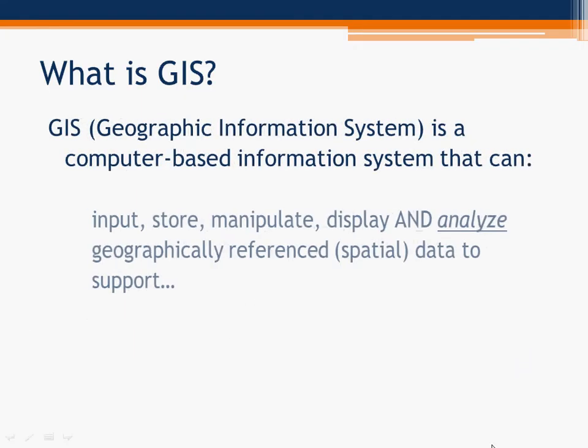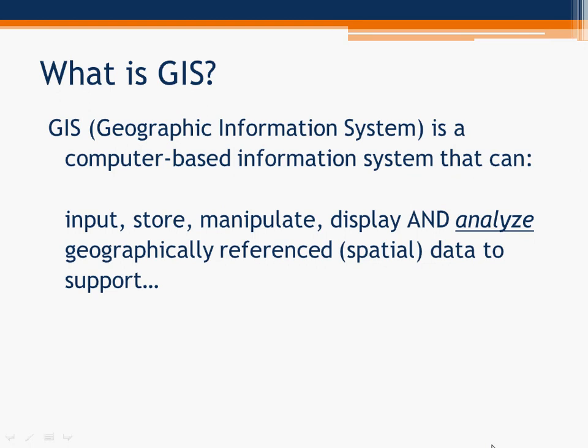This is what I would call a textbook definition, if you will. GIS is a computer-based system that can do a lot of different things. You can put geographic information into it. You can store it there. You can manipulate it. You can edit it, which you guys will be learning how to do. Display it and make maps, of course. And I've underscored analyze there because that's what we really do in geography.